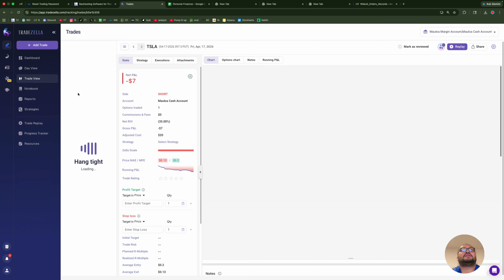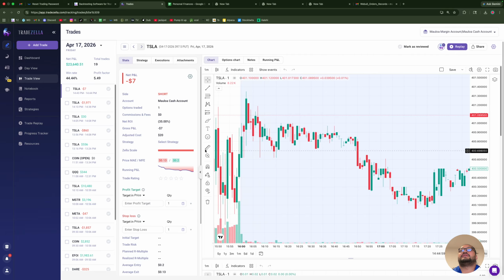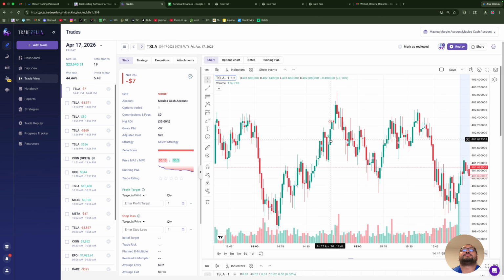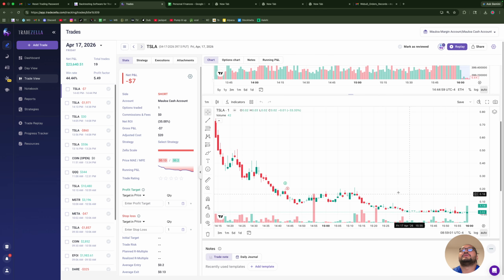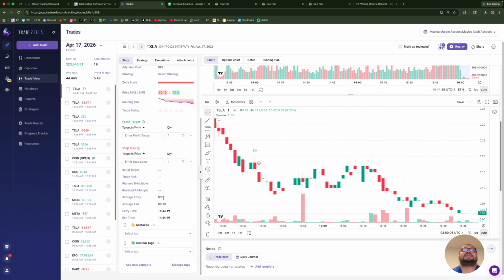So here on Tesla, I got in right here for this small scalp. I took some puts, but it ended up going up, so I lost $7. I had only one contract. So if we go down to the options chain here, I bought in at 20 cents for one contract, and then sold at 13 cents, or $13, so I lost $7.